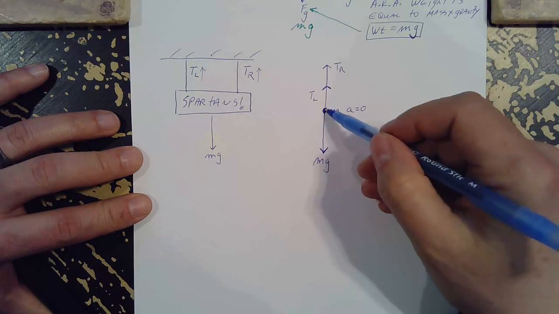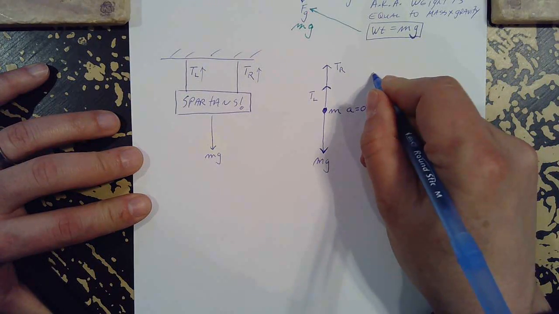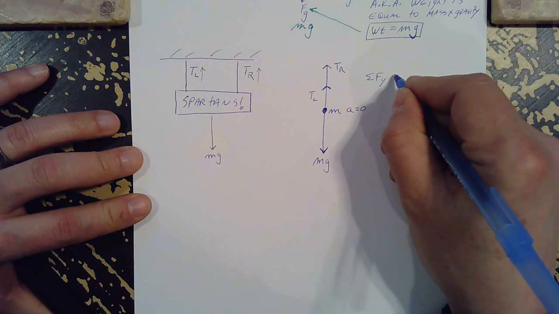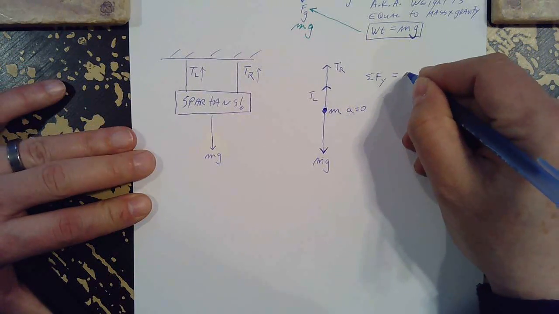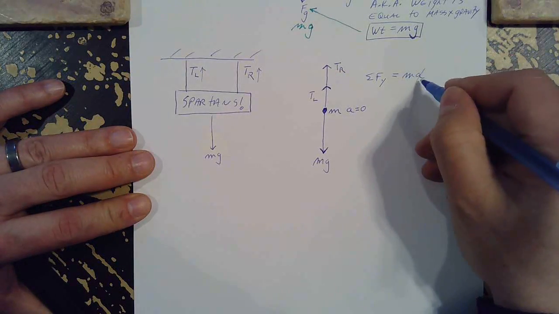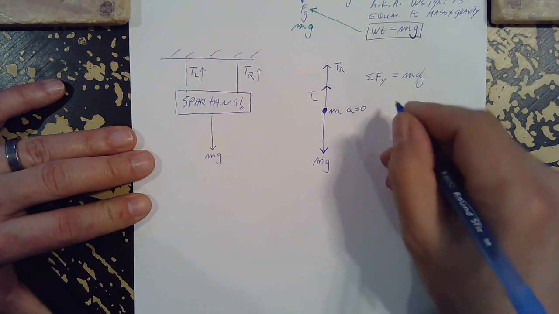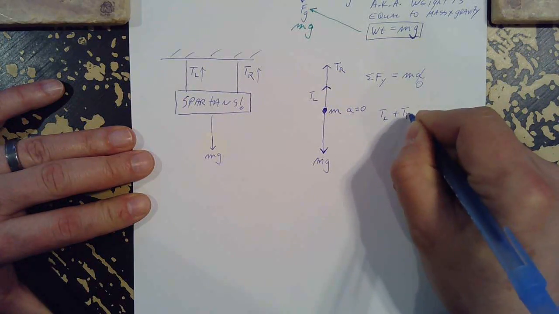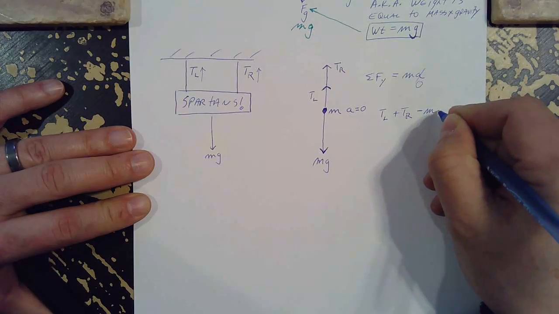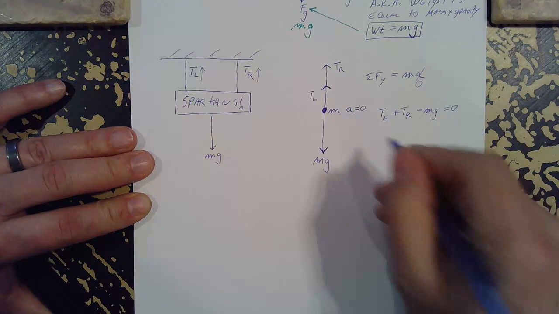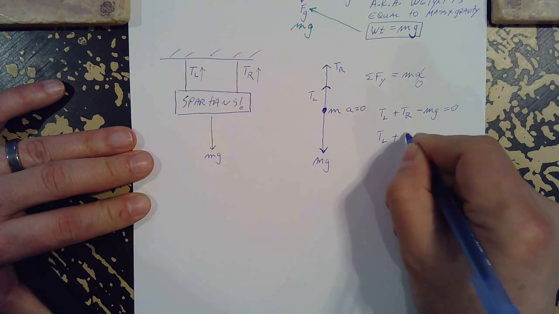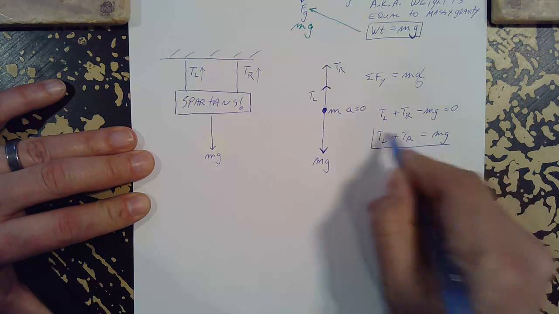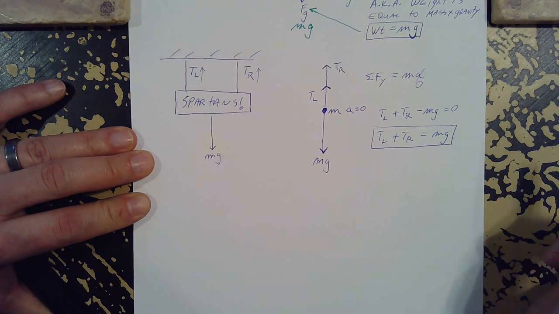Again, we only have vertical forces, so when we write our sum of the forces in the y direction equation, it equals ma. a is zero. What are the forces in the y direction? We have T left plus T right minus mg equals zero. Therefore, T left plus T right equals mg. That would be my sum of the forces equation.